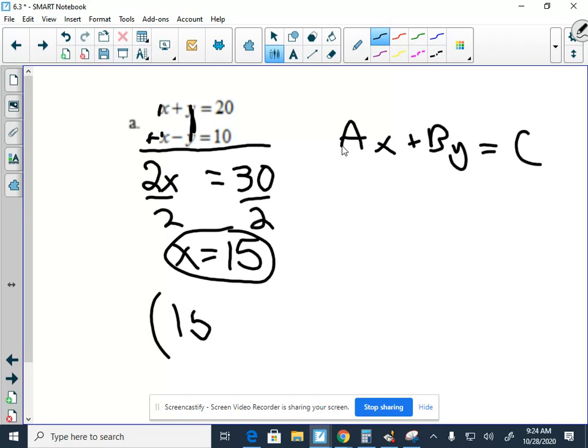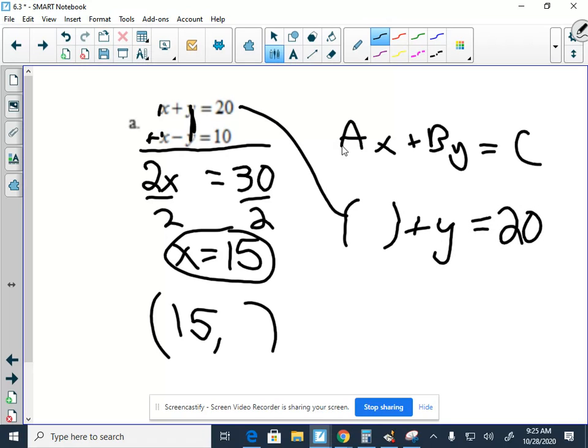Okay, now it's just like the substitution method. We now have the x coordinate, 15 comma something. But we want to get the y coordinate, so we're going to want to substitute in here into one of the equations. So I'm going to take the first equation, which is x plus y equals 20. And notice, I took out the x because I know what x is. I'm going to put the 15 in that we just found, and then I'm going to solve this. So I'm going to subtract 15 from both sides to help figure out y. And y is 5, and we have our answer.